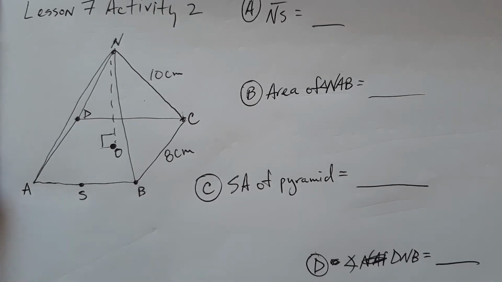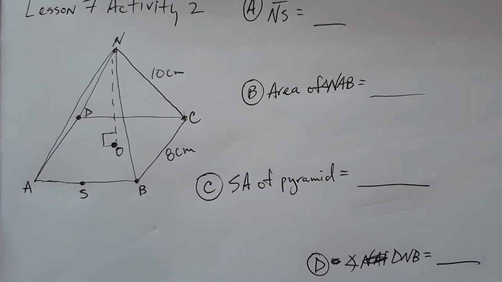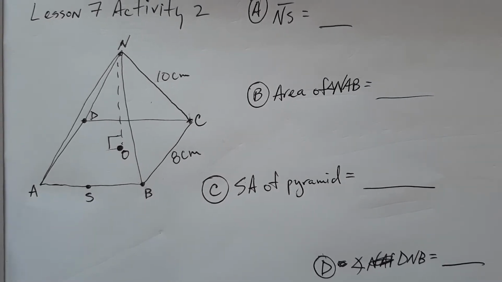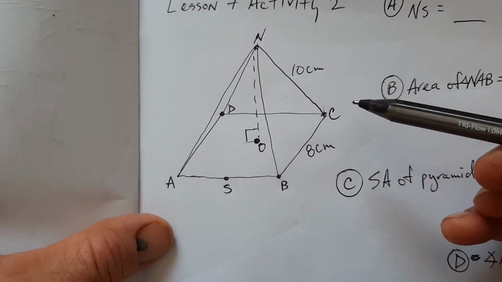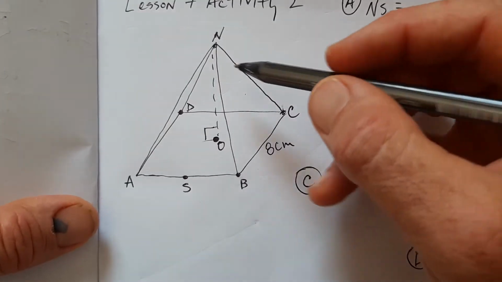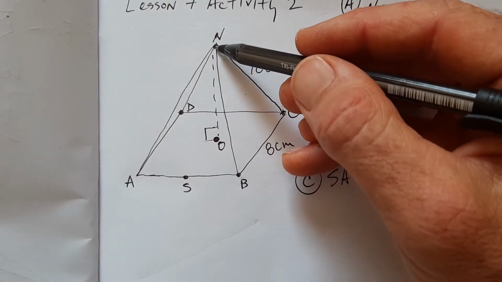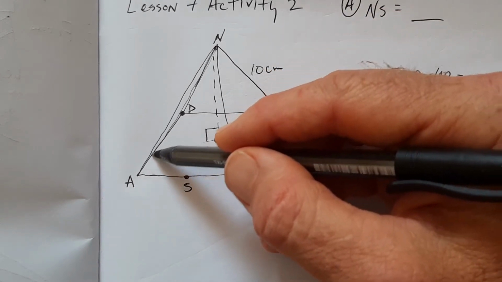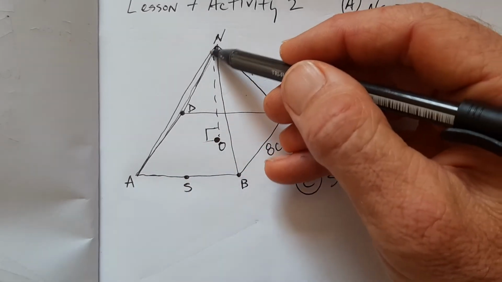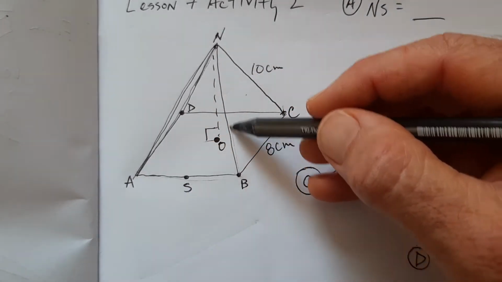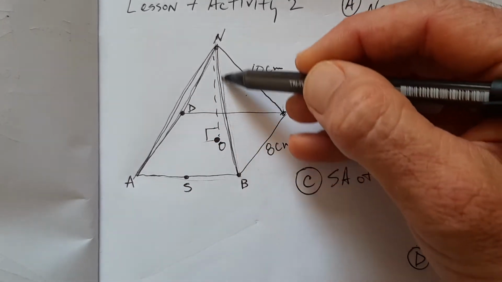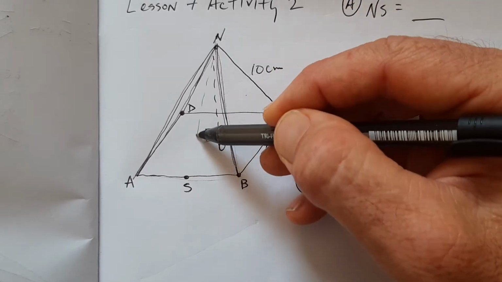Okay, here I go, and this is some work. So here we go. Calculate the length of NS. So the NS is on this face here. Not that D there, but this NAB. And so I want to calculate this length here.